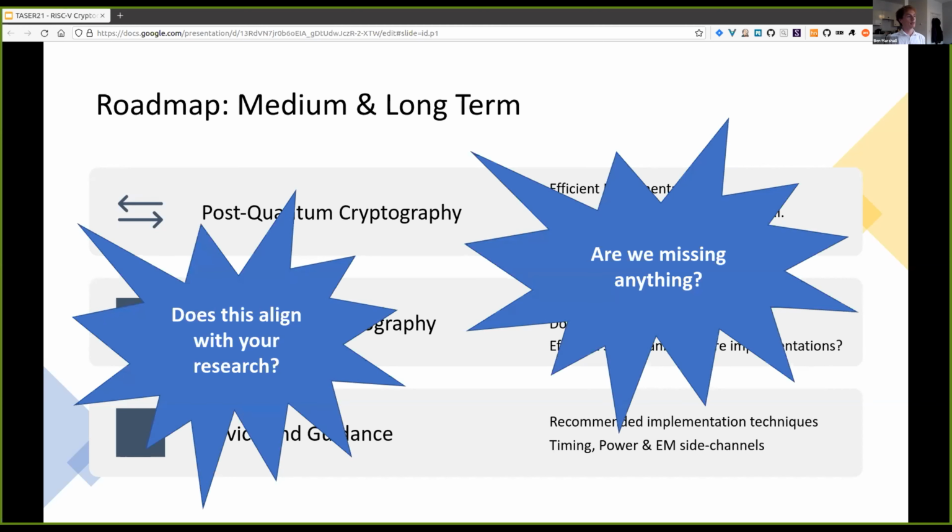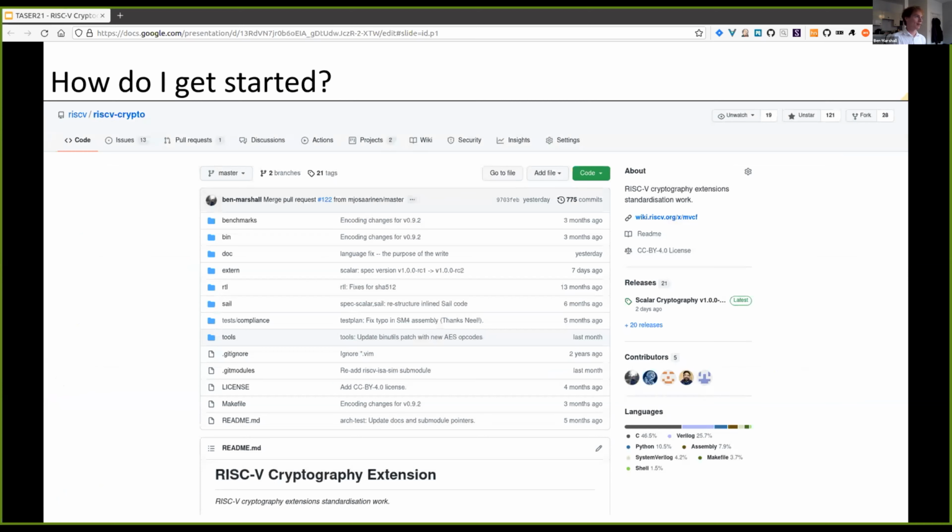And yeah, it's basically, okay. That was easy. So in terms of getting started, how do you actually get involved and start looking at this extension? Because it's very new. There are no chips you can buy with it in.